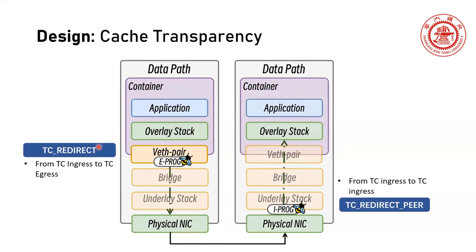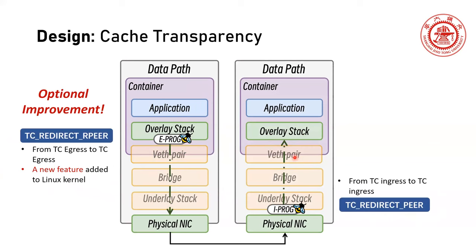And the redirect data path used in the egress and the ingress program is provided by TC eBPF. The egress program uses TC redirect, which can redirect packets from TC ingress to TC egress. And the ingress program uses the redirect function called TC redirect peer, which can redirect packets from TC ingress to TC ingress. And to fully utilize the power of redirect, we added a helper function to the kernel, which can redirect packets from TC egress to TC egress.